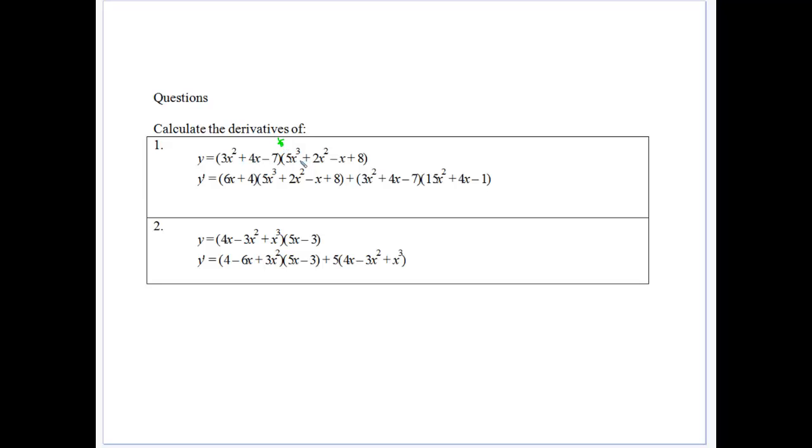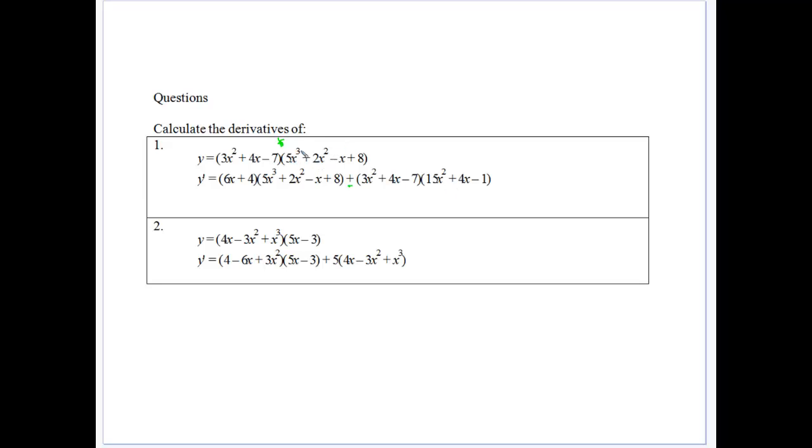One function times another. So our rule is to differentiate it, is that we differentiate our first. So 3x squared becomes 6x, 4x derives to 4, the 7 derives to 0. Keep our second bracket exactly the same. Then plus, so it's plus there. The first bracket stays the same. We haven't changed anything in our first bracket. Then multiply it by the second one. So multiply it by 5x cubed plus 4x.